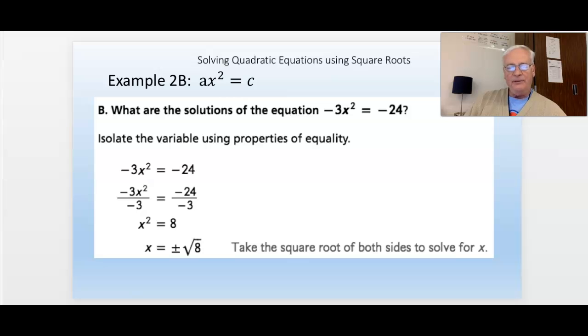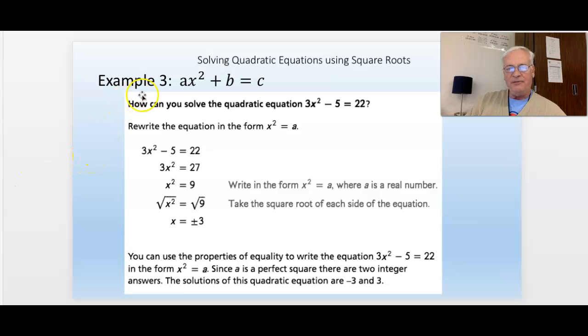Another example. This says negative 3x squared equals negative 24. The nice thing is, when we divide both sides by negative 3, we get a positive 8. So x equals plus or minus the square root of 8. We have learned we can simplify that; we shouldn't leave it just like that. That equals the square root of 4 times 2. We'll simplify that later.